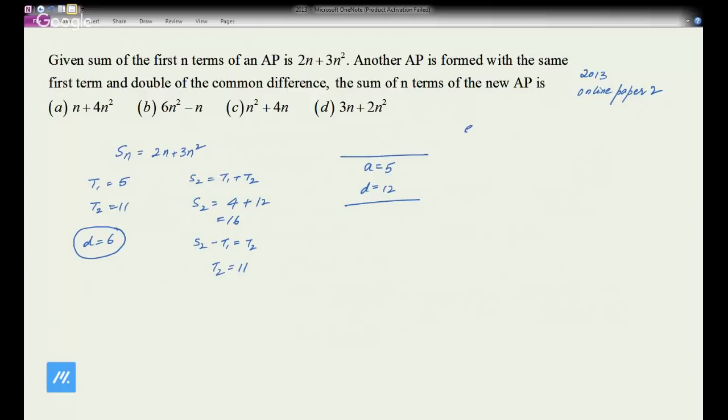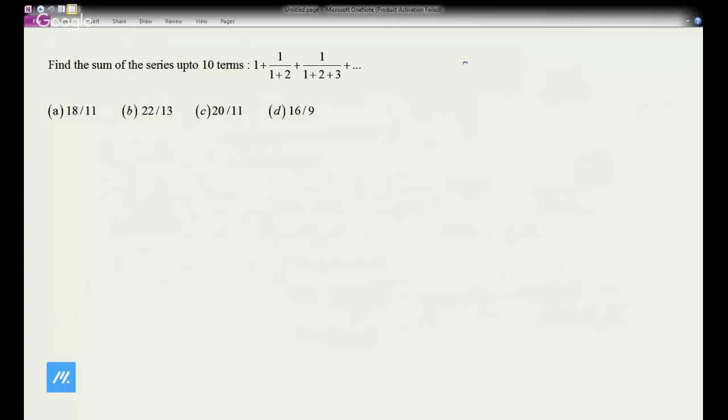So very easy. In fact, an easy problem must have been done. 2013. We are getting a repeated problem. So this is 2013 online paper 1. We did paper 2 in the previous. This is now something you can solve, right?